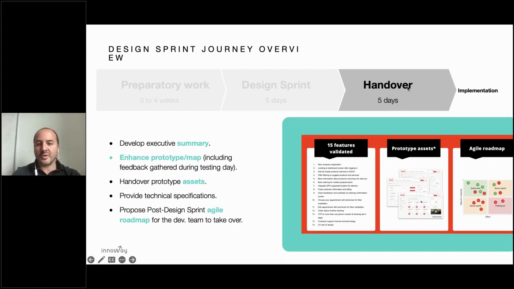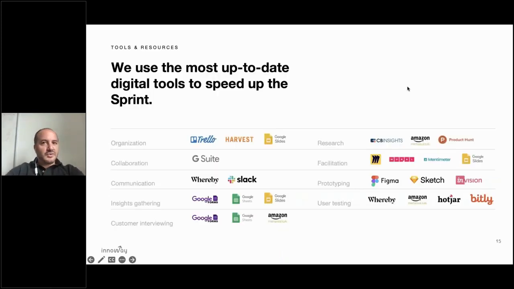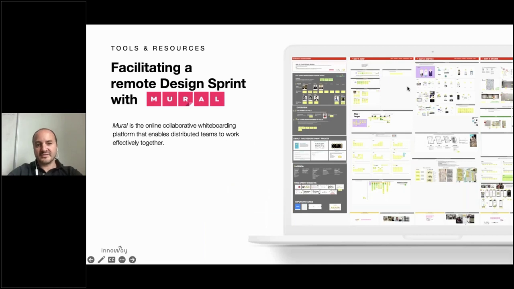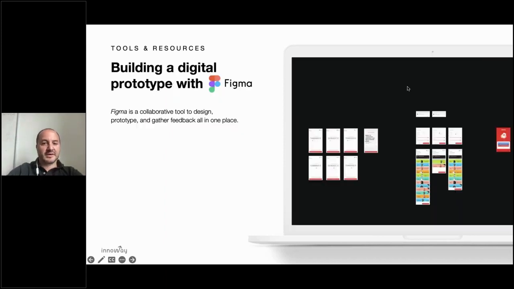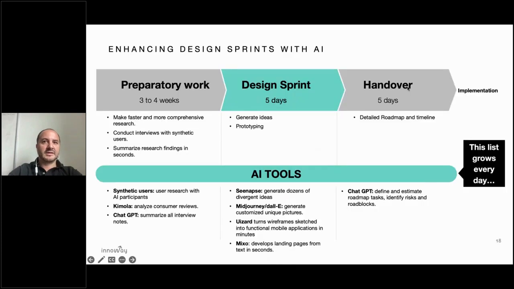And in doing that, we combine the agile roadmap with other methodologies that we are familiar with. In order to make this a reality, we use all the digital tools possible. And there's 2 tools that we really like, especially for remote. One is Mural, where you can actually facilitate the whole design sprint in remote. And the other one is Figma. Figma is a very good platform for prototyping fast, and that enables us to do it in a fast way.